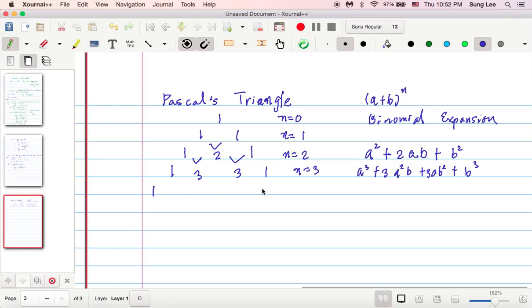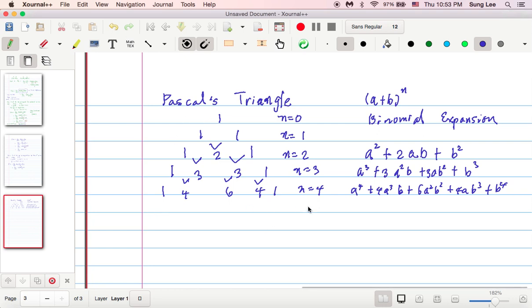You can continue on. So for n equals 4, you put 1 at each end, add these two, that's 4, this is going to be 6, that's 4. So 1, 4, 6, 4, 1, okay? That's it. So when you expand it, a to the 4 plus 4 times a cubed b plus 6 times a squared b squared plus 4 times a b cubed plus b to the power 4. That's the expansion of a plus b to the 4. Okay? I mean, easy, right? So you don't really have to use the binomial expansion. You get exactly the same thing.